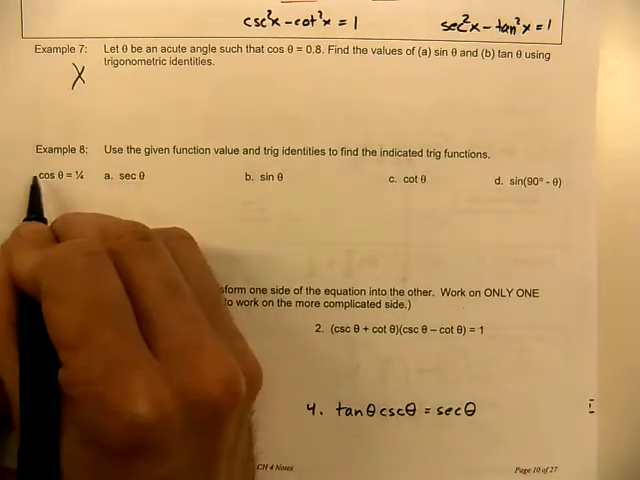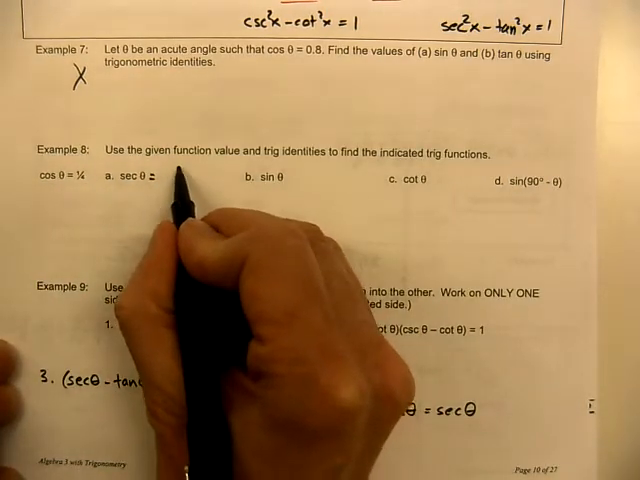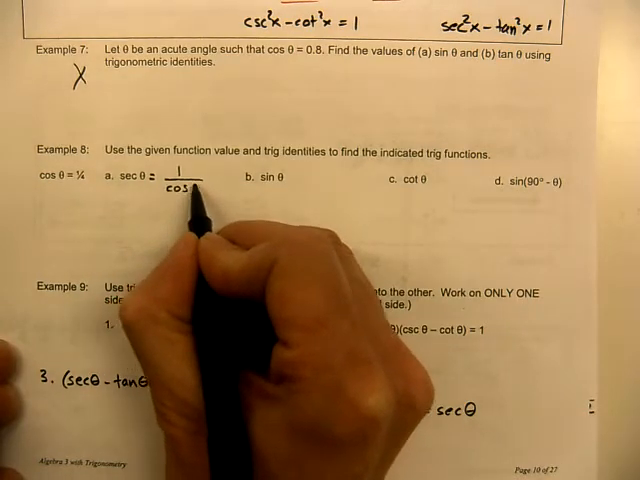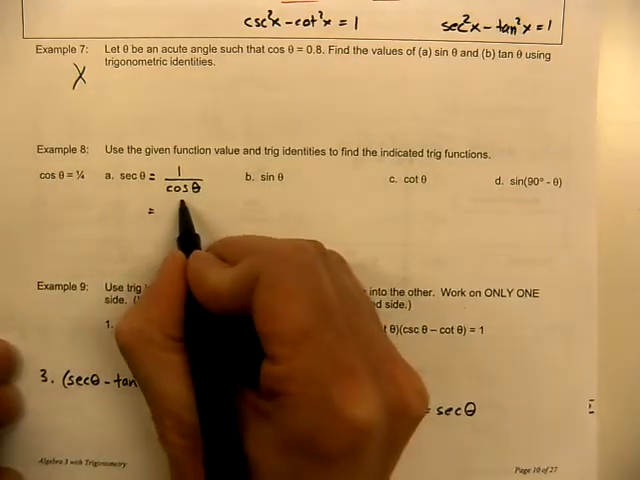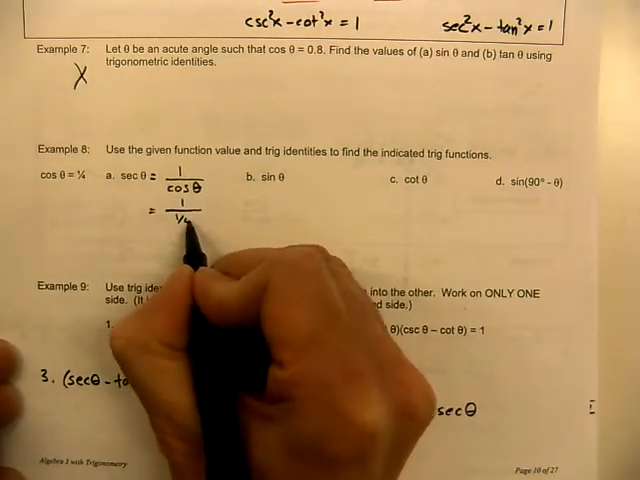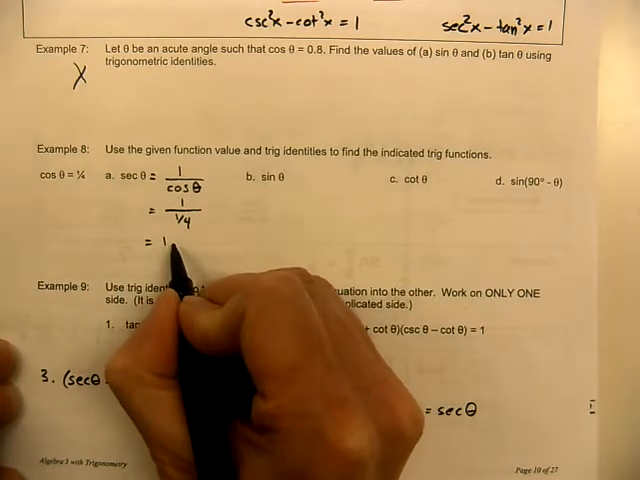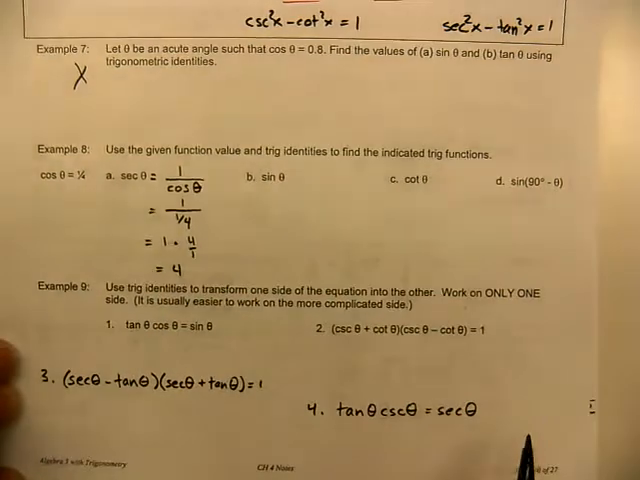This is the reciprocal of cosine, right? So this is an identity. This is our reciprocal identity. Secant is equal to 1 over cosine. And we already know cosine theta is 1/4, so now we do a substitution. So 1 over 1/4. And then we have to simplify that, so that's going to be 1 times the reciprocal, right? So the final answer is just 4.